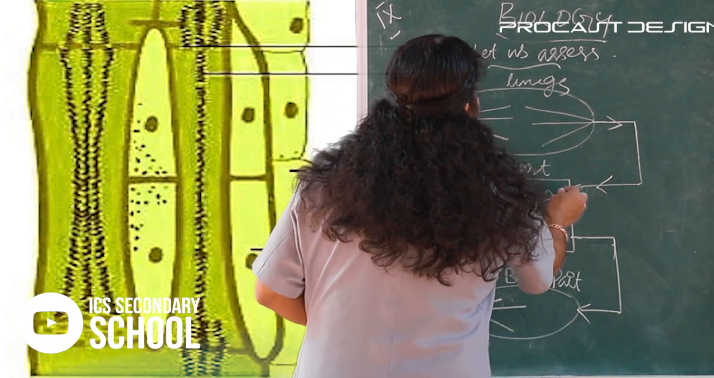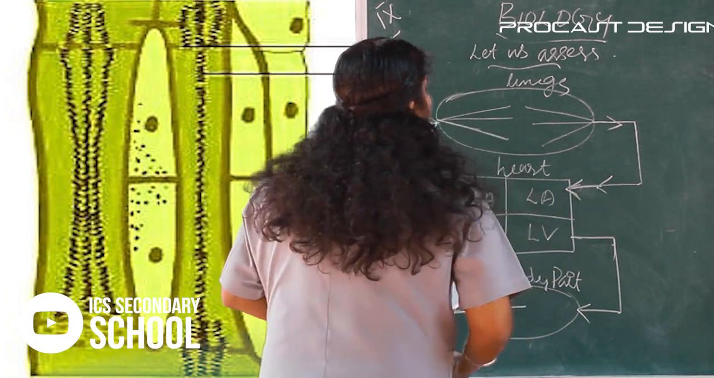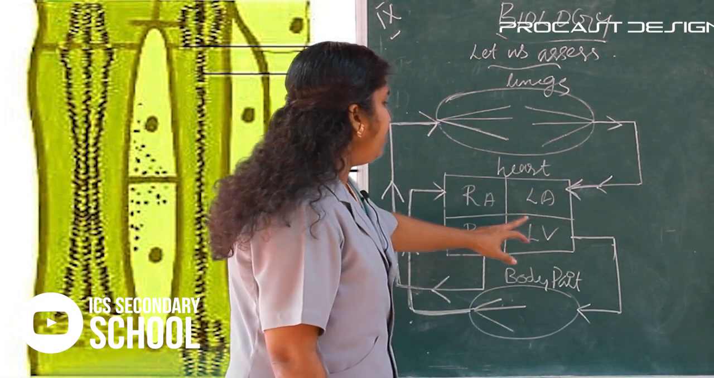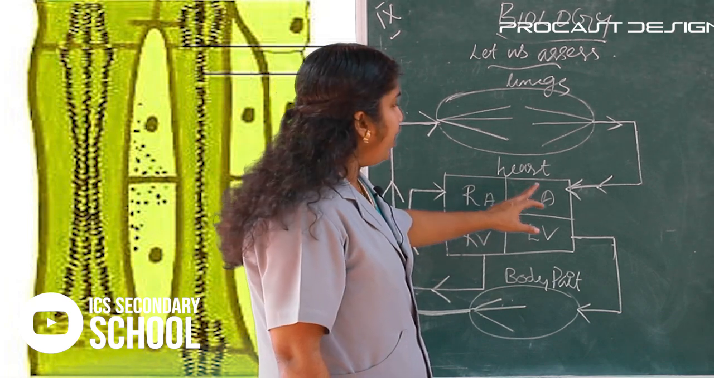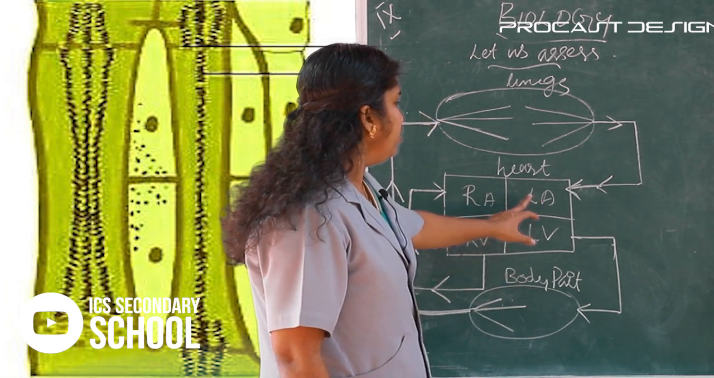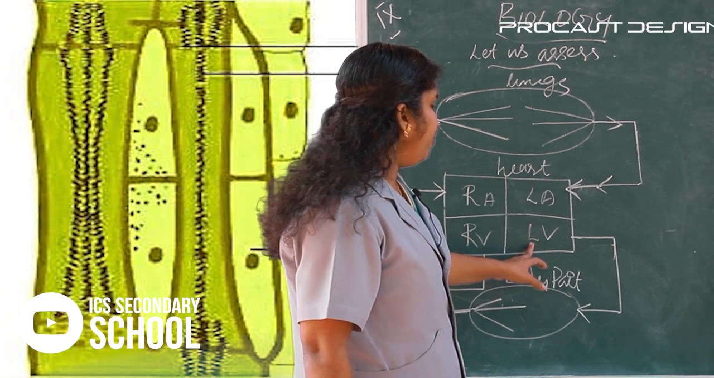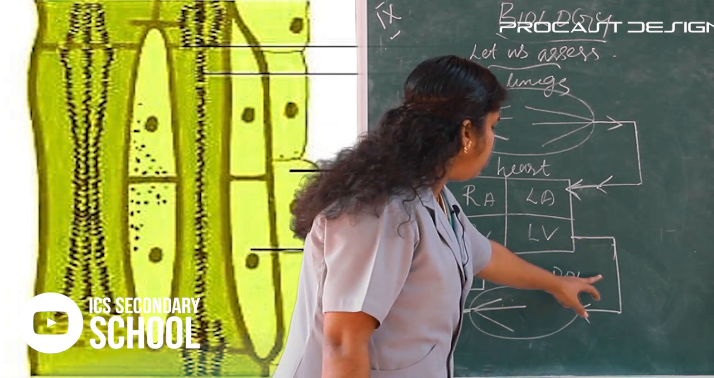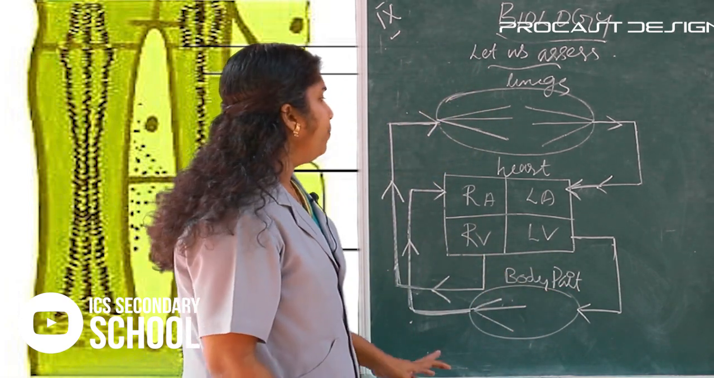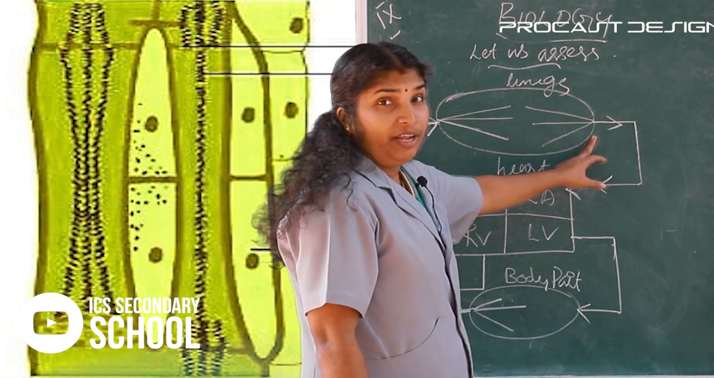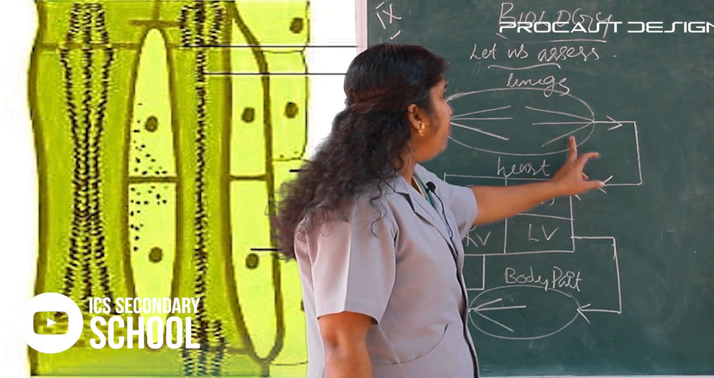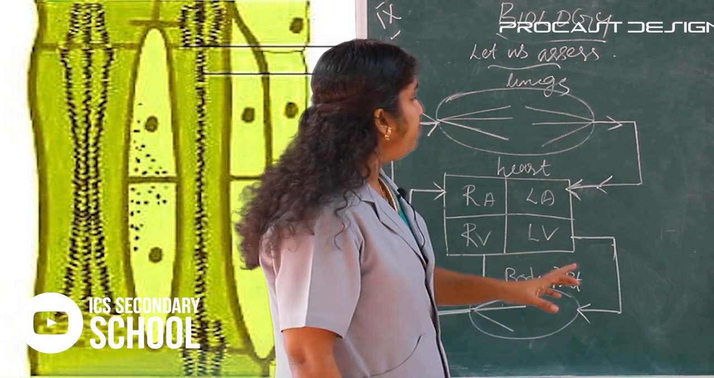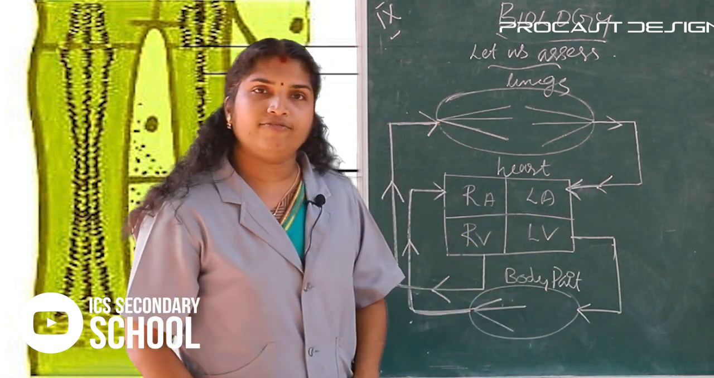From the heart, the oxygenated blood ends at the left atrium and then the left ventricle. From the left ventricle, through the aorta, blood reaches the different parts of our body. From the lungs, the pulmonary vein captures the oxygenated blood and enters the left atrium.